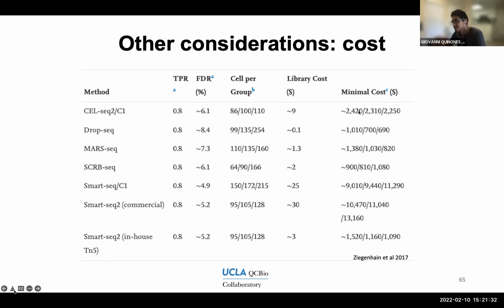And here is minimal cost. Every technology has a different cost associated with it, so this is assuming on average $5 per million reads. And so given this number of cells, how much money you'll need to spend to produce sequencing for all of them.